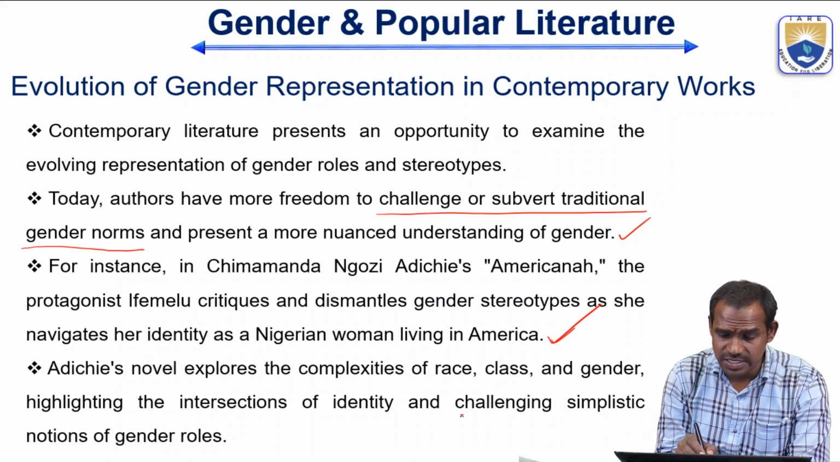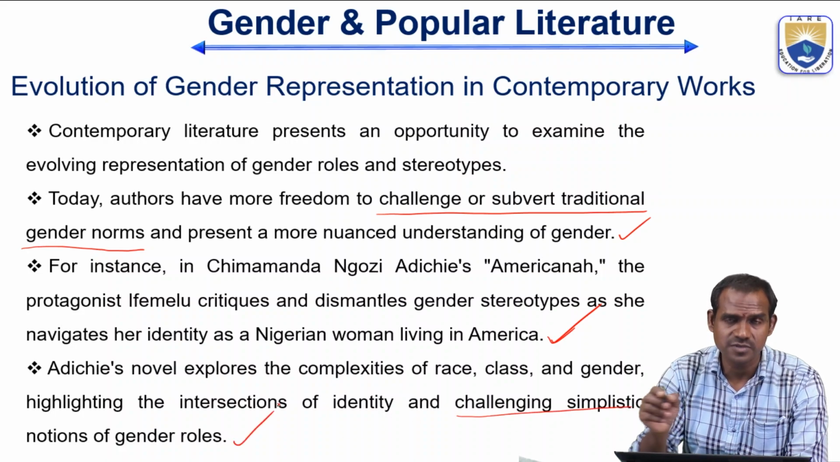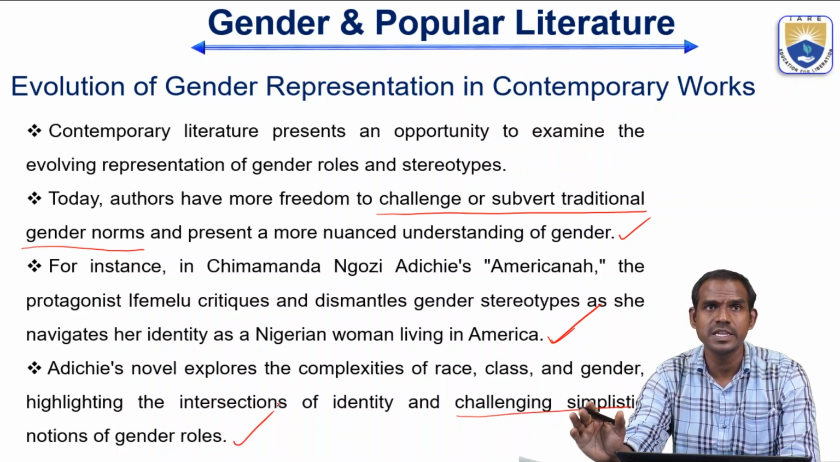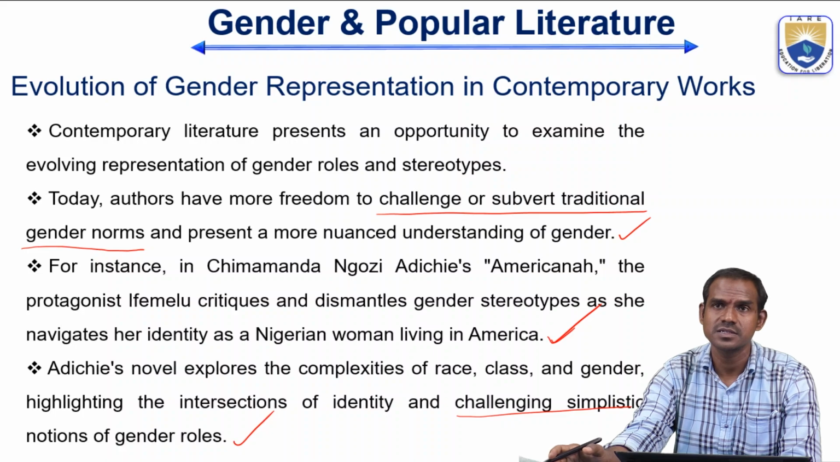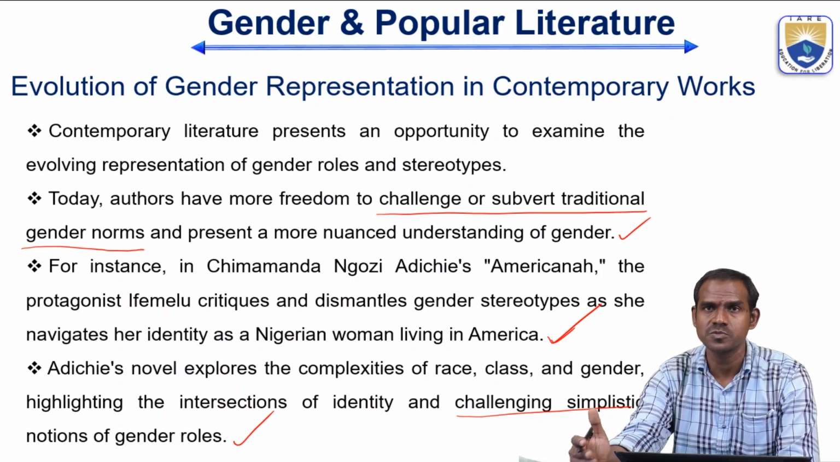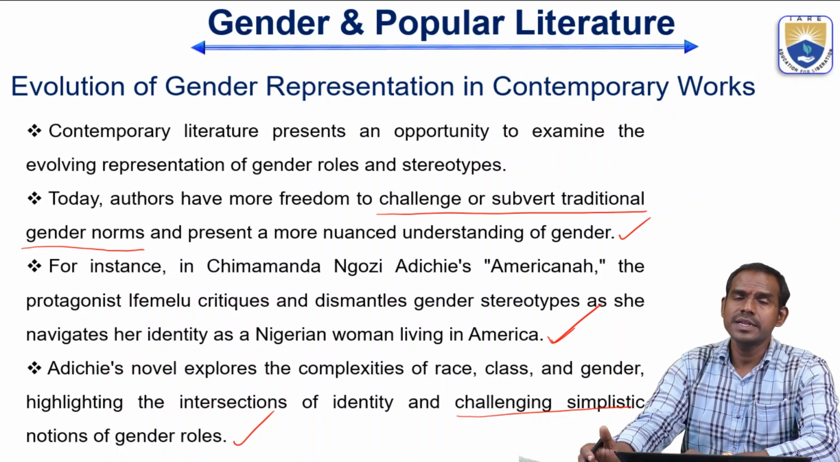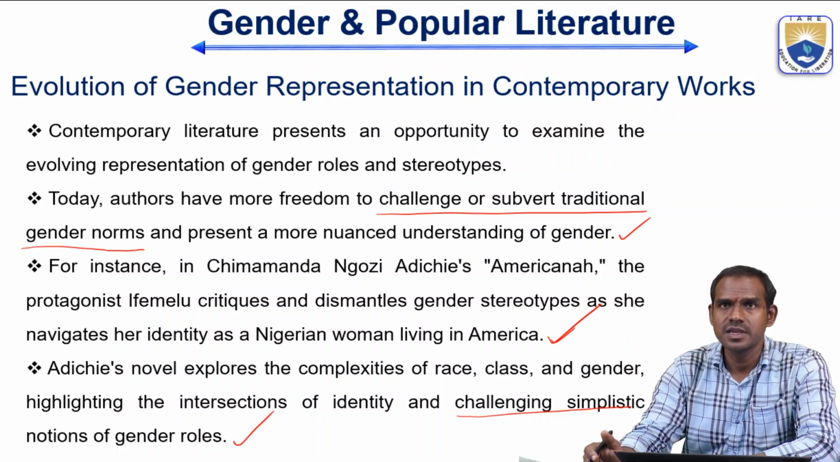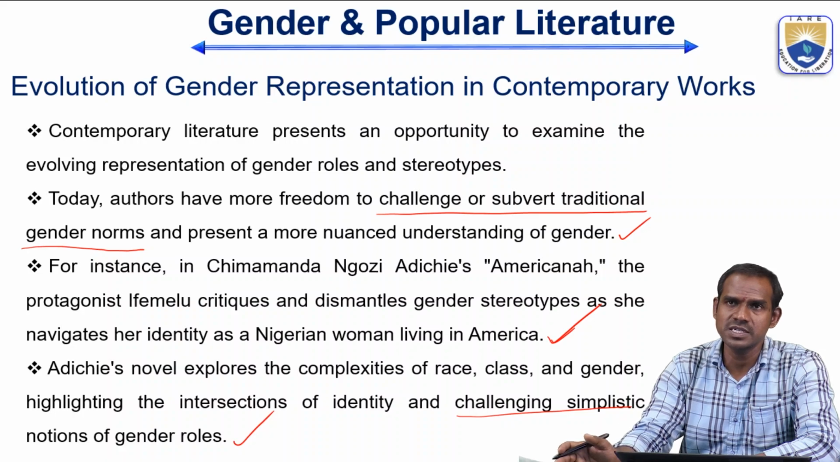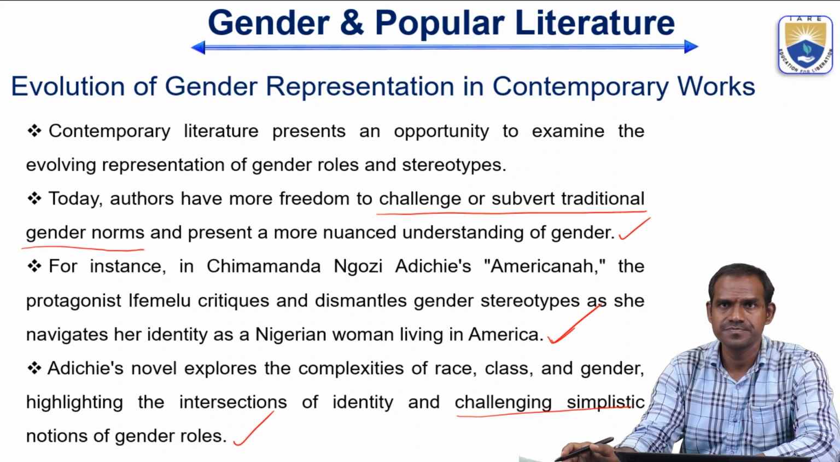She has challenged the simplistic notions of gender roles. It should be like this, it should be like that, not like that. So it should be in a matured way, it should be fruitful, and it should be useful to society, and it should not harm others. And you should think in such a way, and you can perform whatever you think in a user friendly or eco friendly or environmental friendly way.